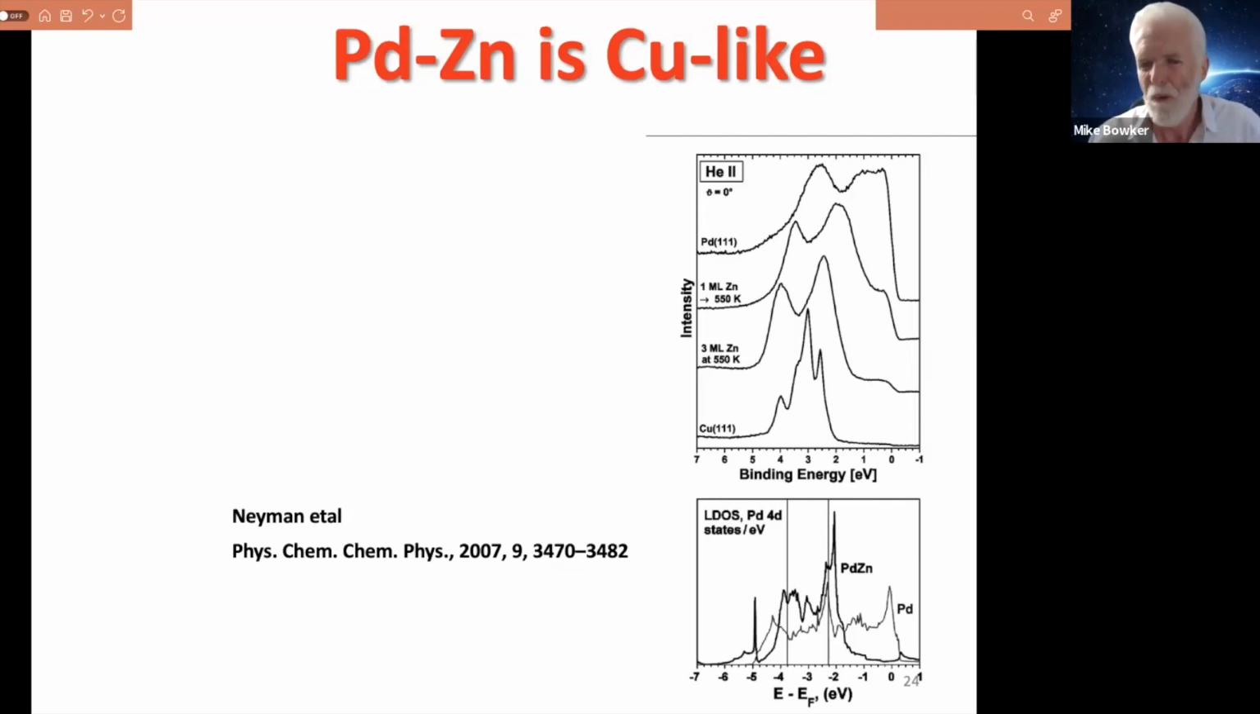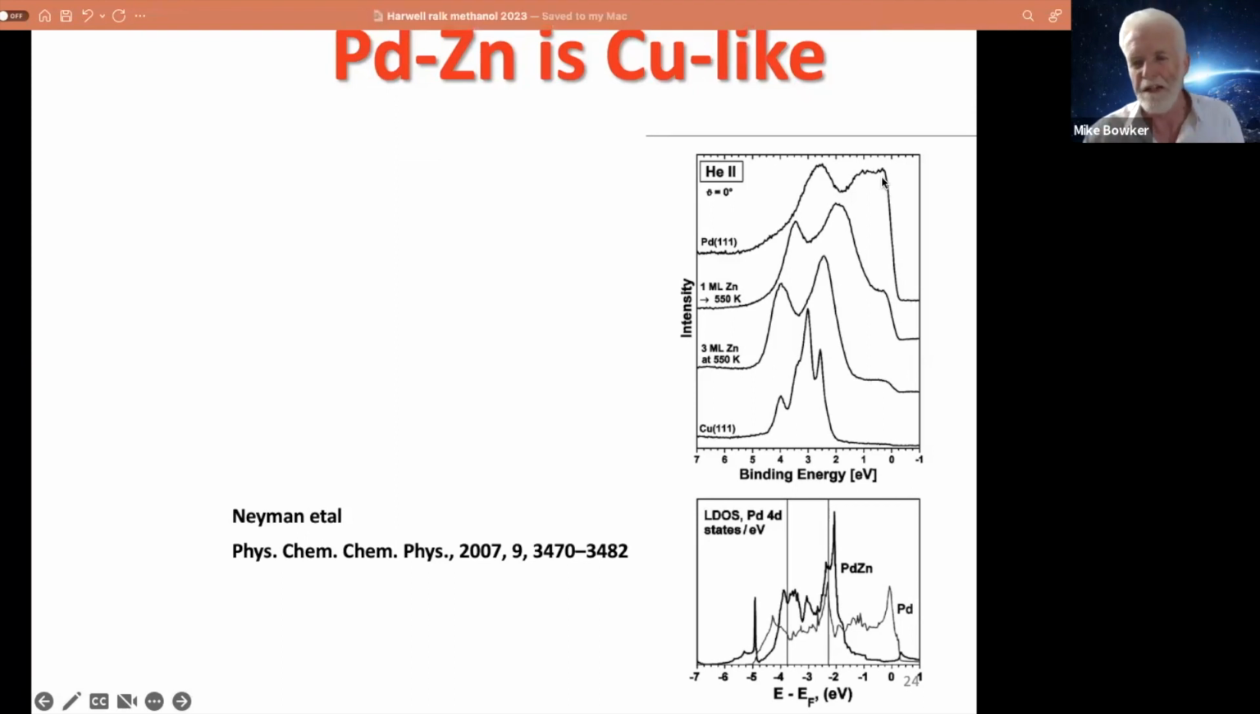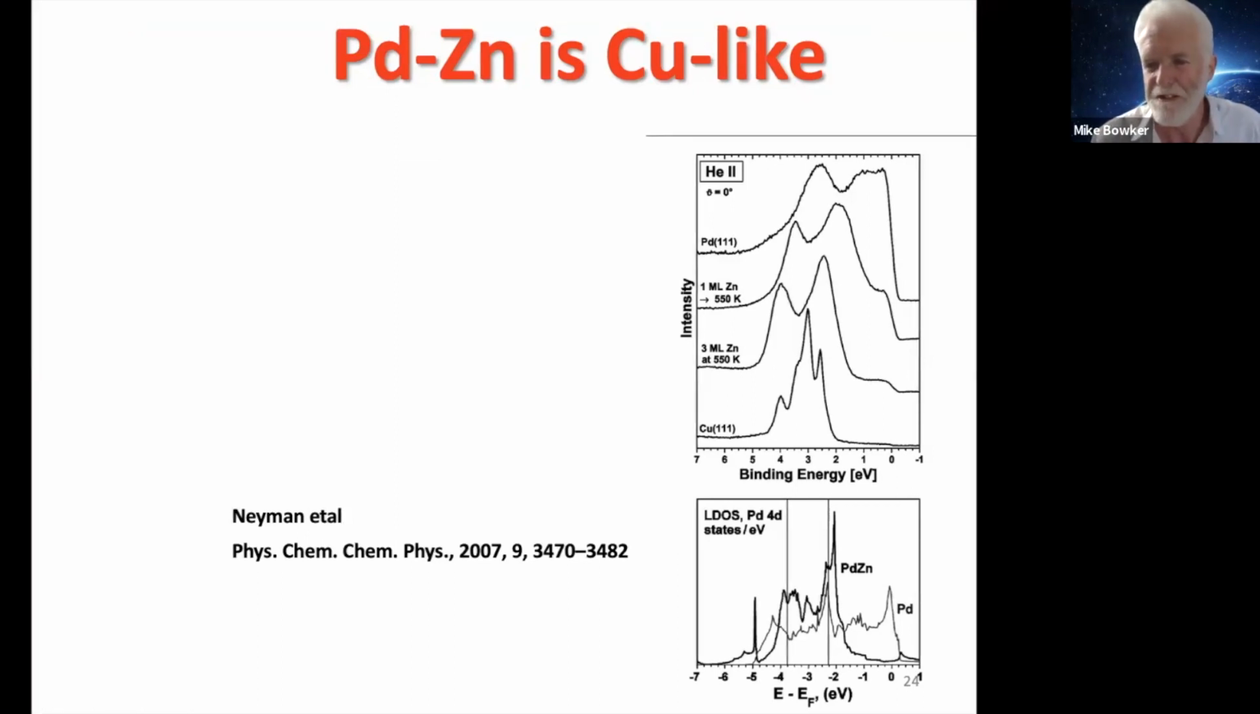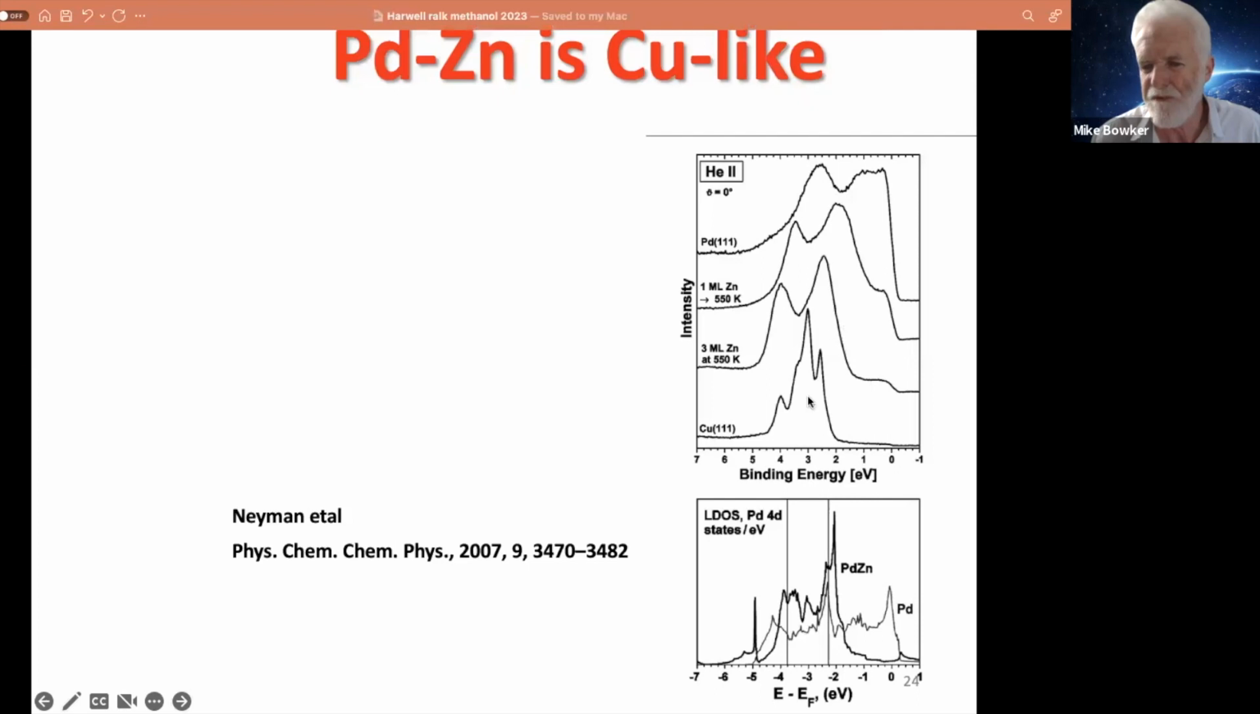That is, when it's just pure palladium, it's a D-band metal, and the D-band is at the Fermi level, and of course palladium has just about the fullest D-band in the transition metal series. When we start to add zinc to it, what you see is the D-band shifts away from the Fermi level, down to 2 to 3 eV away from the Fermi level. And this looks like one of the SP metals. It looks really not so different, as you can see, from copper itself, which is shifted down from the Fermi level.